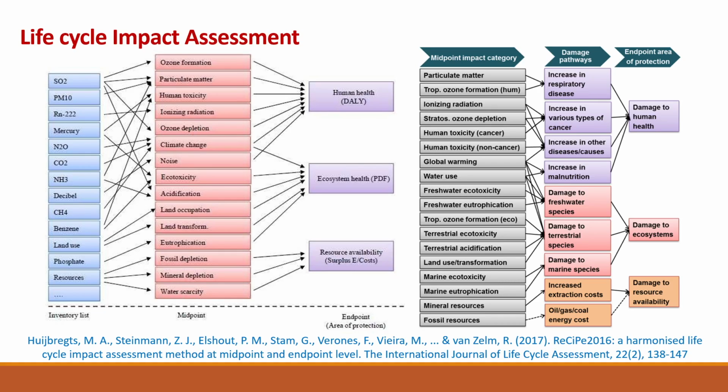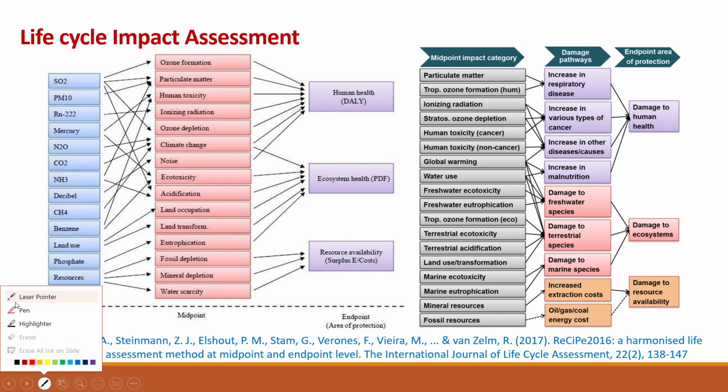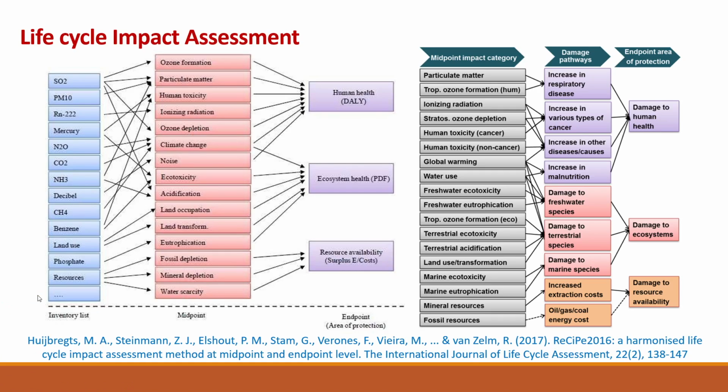Yes, so this is the example of impact assessment. As I was saying, you have certain inventories, right? So these are all the harmful chemicals like SO2, particulate matter 10, mercury. Suppose these are getting released during primary treatment. Let's take an example, right?